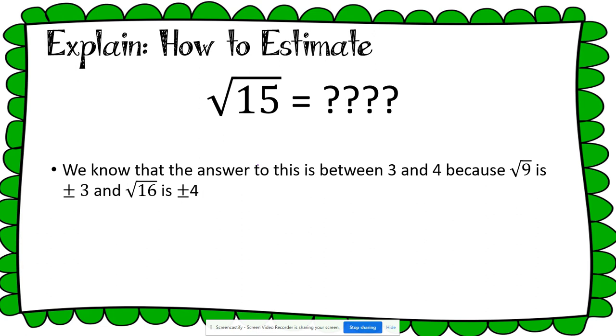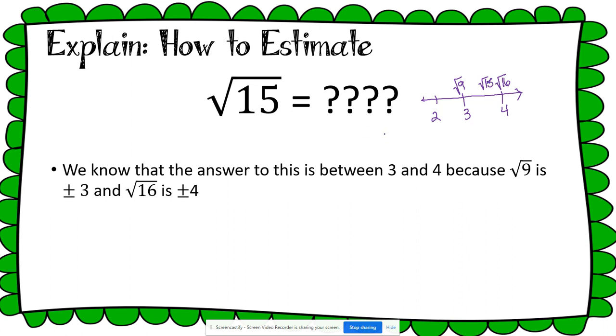And this is because the square root of 9 is positive and negative 3, and the square root of 16 is positive and negative 4. So if I had a number line, and I had 2, 3, and 4, I know that 3 is the same as the square root of 9, and 4 is the same as the square root of 16. Since the square root of 15 is between the square root of 9 and the square root of 16, I know that it is located somewhere here.